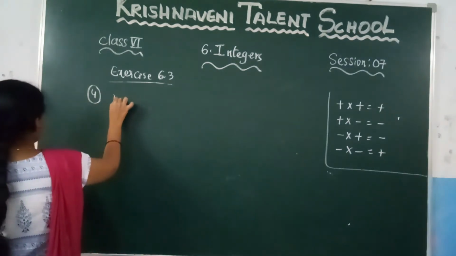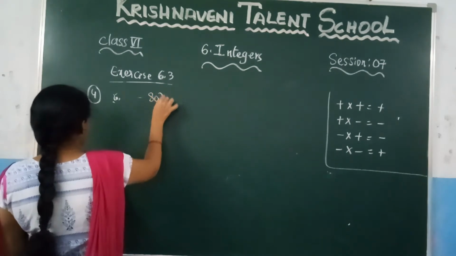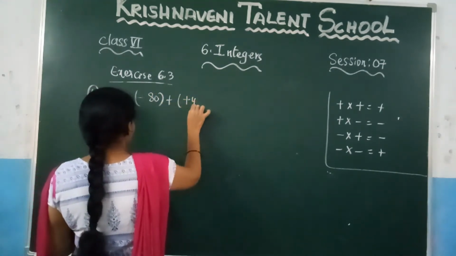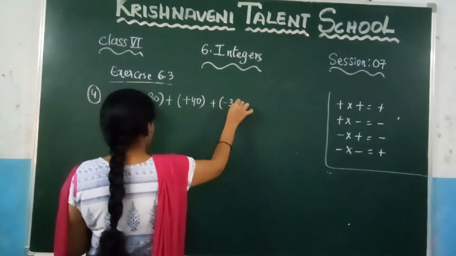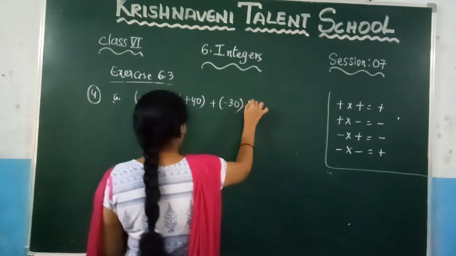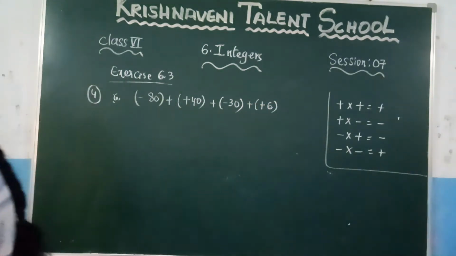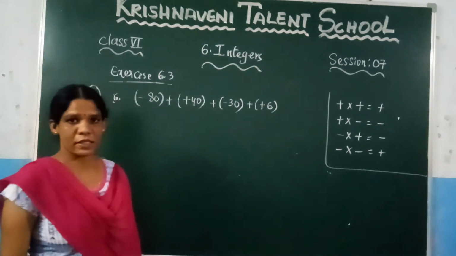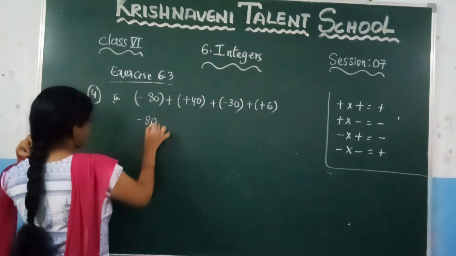Third question. What is the third question given here? Minus 80 plus 40 plus minus 30 plus 6. Okay, solve this one. How do you solve this one? Again, solve what is there in the brackets. Here minus 80 is there, so write it here minus 80.